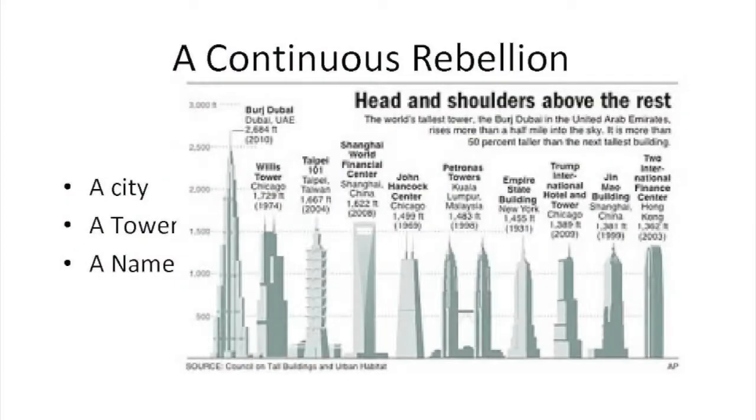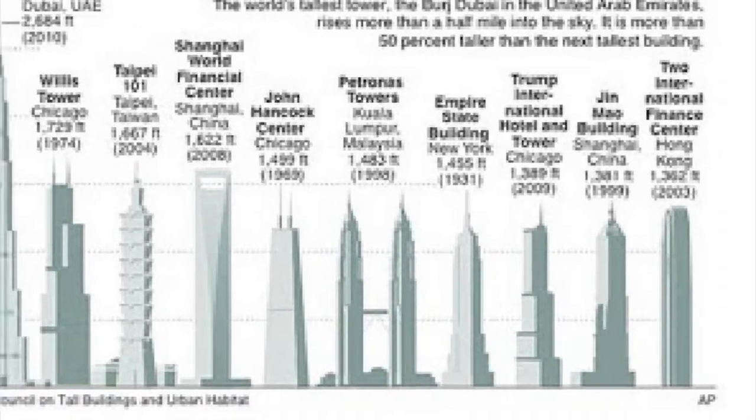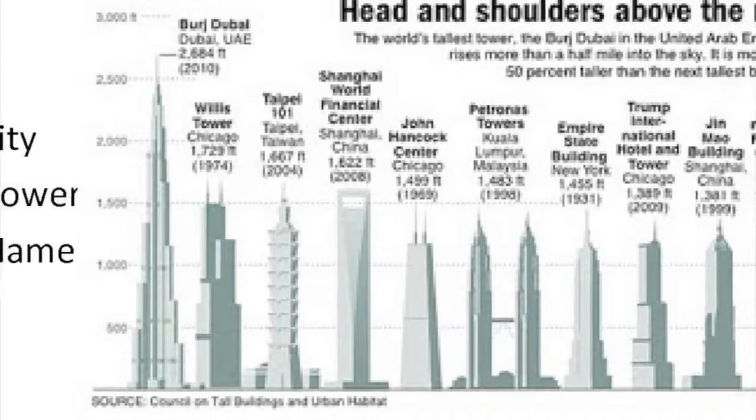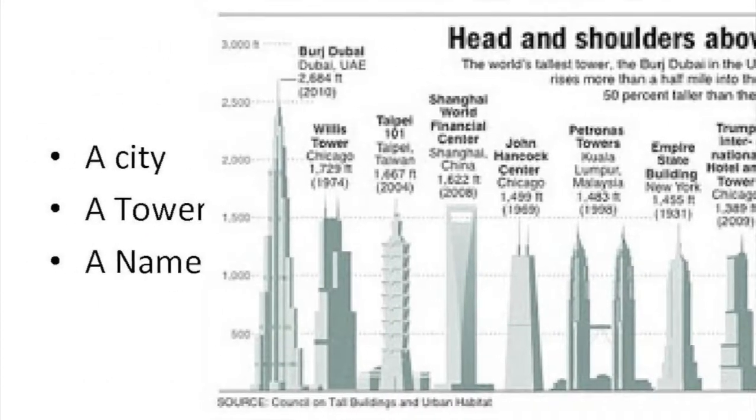And so here, head and shoulders above the rest, is what this says. These are different buildings around the world, and these are the names of the buildings and the area where they are: Shanghai, Taipei, Chicago. It says the Willis Tower, and then of course the Burj Dubai in Dubai, which is the largest structure in the world.